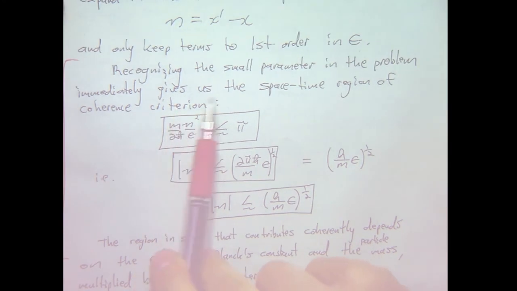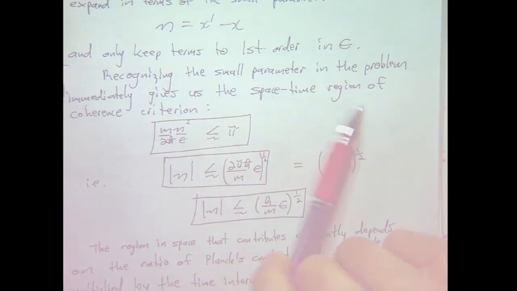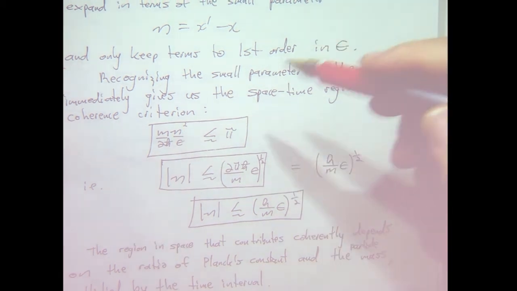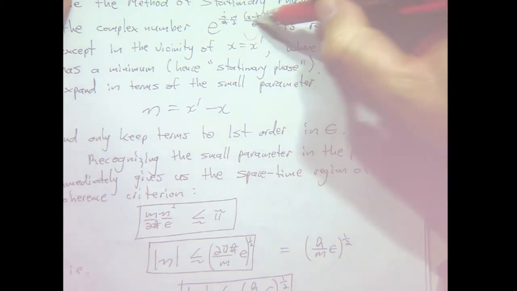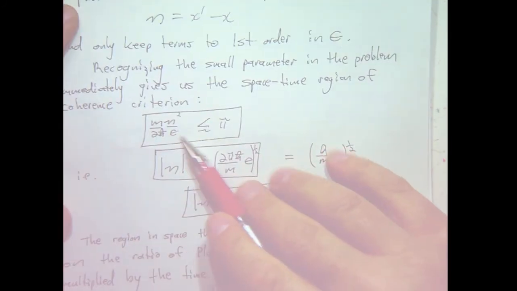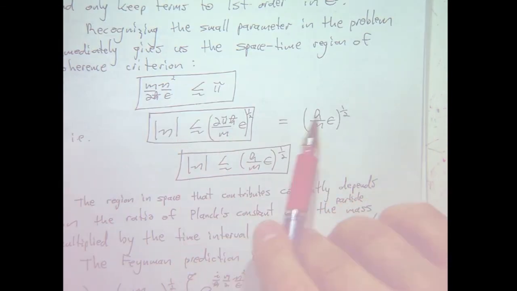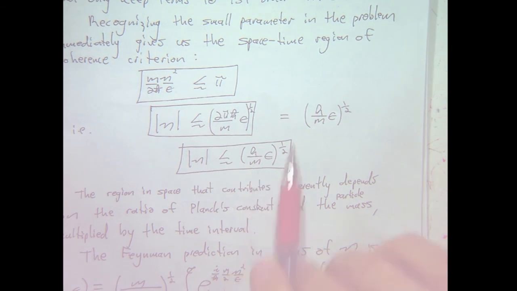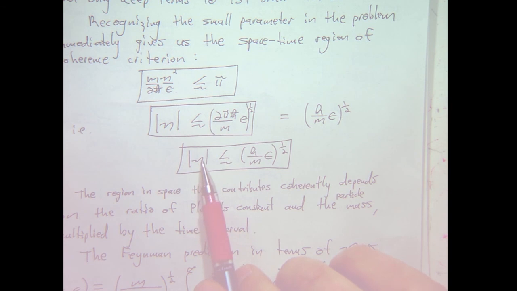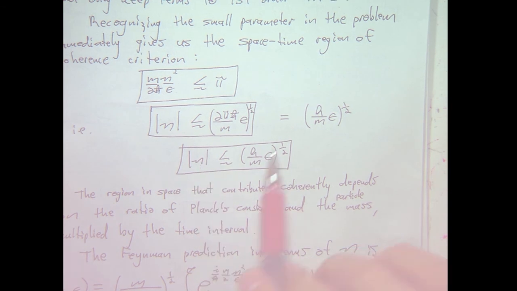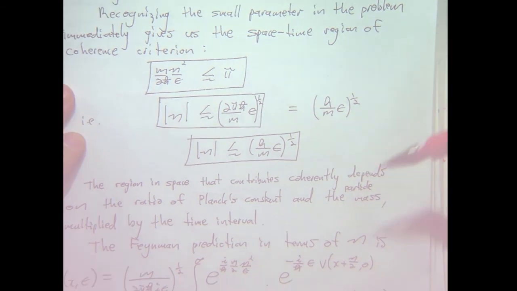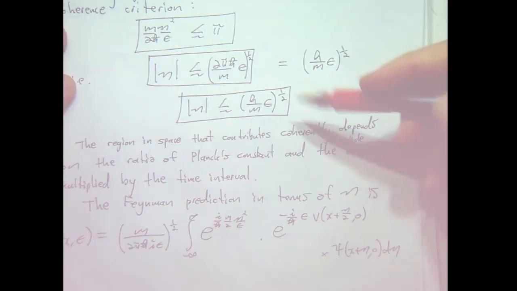And by the way, this is a sort of a little side thing. Recognizing the small parameter in the problem immediately gives us a space-time region of coherence criterion. That's from here: m eta squared over 2 h bar epsilon must be less than or about equal to pi. In other words, it's basically the square root of Planck's constant divided by the mass times the length of the time step. That's the distance away from x, the amount that the particle spreads out, the particle diffuses through space.